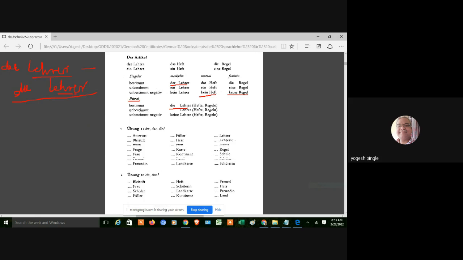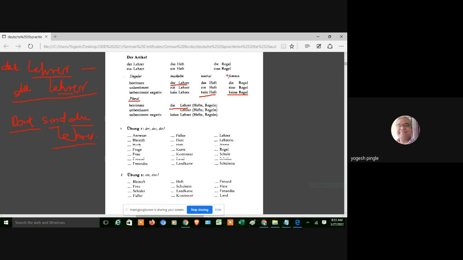There is no exact rule for this, it is like this only. Der Lehrer, die Lehrer. Dort sind die Lehrer, with capital L in Lehrer. There are the teachers, and here male teachers, not female teachers. These are the teachers. So der Lehrer, die Lehrer.